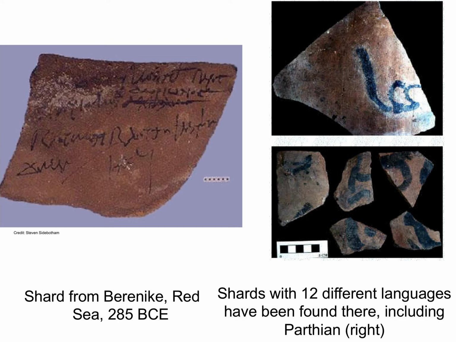Shards from Berenike on the Red Sea from 285 BCE show us a collection of shards with 12 different languages that have been found there, including Parthian on the right. So this shows us that different cultures speaking different languages and writing different scripts would meet in a place like Berenike on the Red Sea and trade and exchange and so on, and left traces of their presence through those shards.